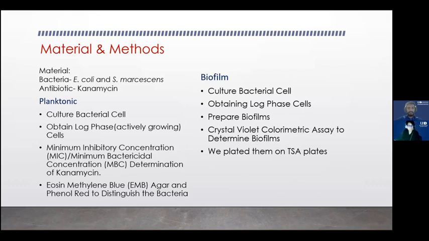Materials in this experiment include the bacteria E. coli and Serratia marcescens. They are cultured on tripixel agar plates and then grown as a liquid culture to reach their log phase, where the bacteria are actively dividing. This is the most effective phase to use antibiotics. Kanamycin was used to perform the minimum inhibitory concentration and minimum bactericidal concentration in planktonic cultures, while in biofilms we use the crystal violet colorimetric assay in place of the MIC. We also do differential tests like eosin methylene blue and phenol red tests to distinguish bacteria.